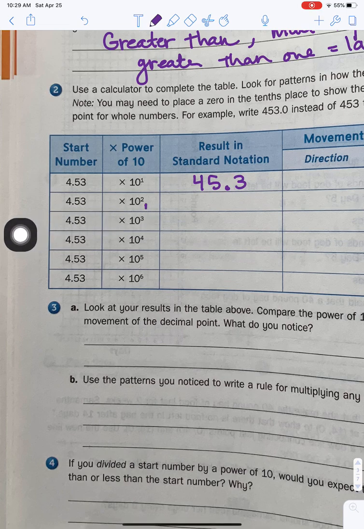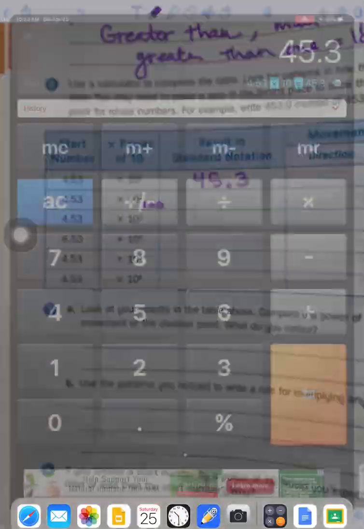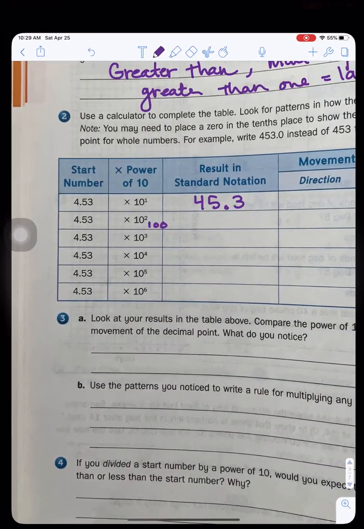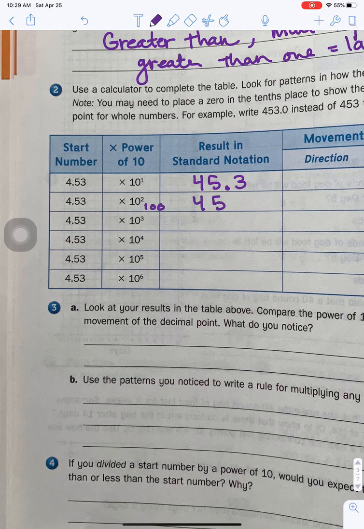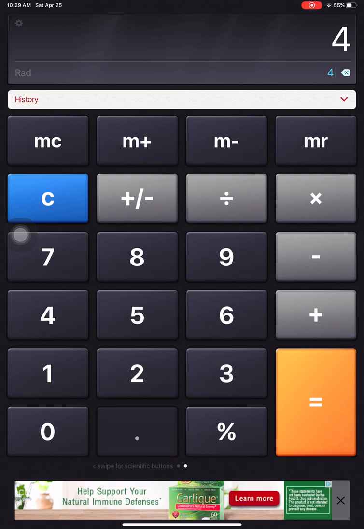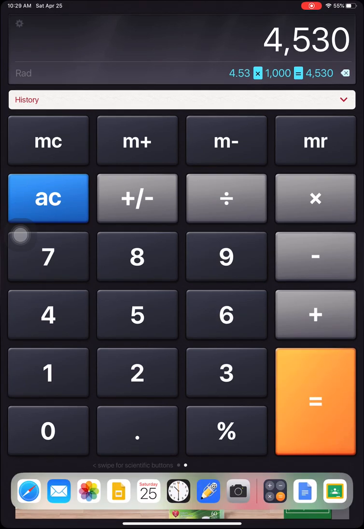The next one, 4.53 times 10 to the power of 2. So if we're thinking 10 to the power of 2, that would be 100. So 4.53 times 100 equals 453. Next would be 10 to the power of 3, which would be 1,000. And 4.53 times 1,000, 1, 2, 3, 4,530.